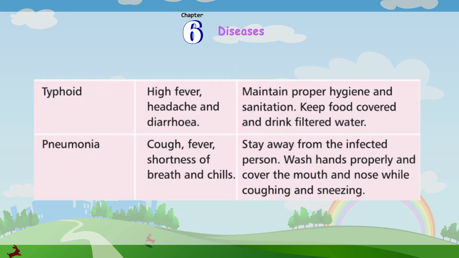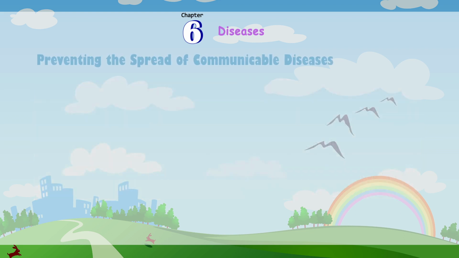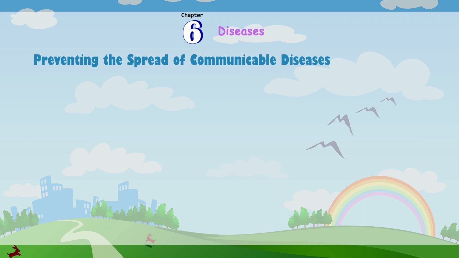Typhoid. Symptoms: high fever, headache, and diarrhea. Preventive measures: maintain proper hygiene and sanitation. Keep food covered and drink filtered water. Pneumonia. Symptoms: cough, fever, shortness of breath, and chills. Preventive measures: stay away from the infected person. Wash hands properly and cover the mouth and nose while coughing and sneezing. Preventing the spread of communicable diseases.